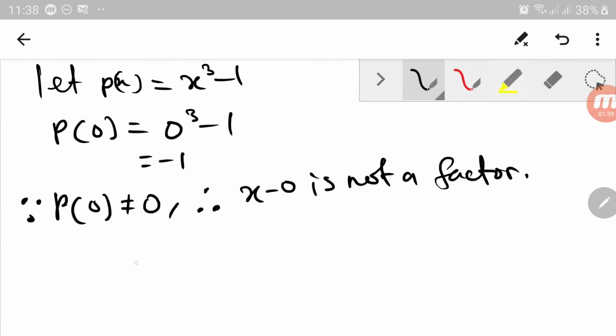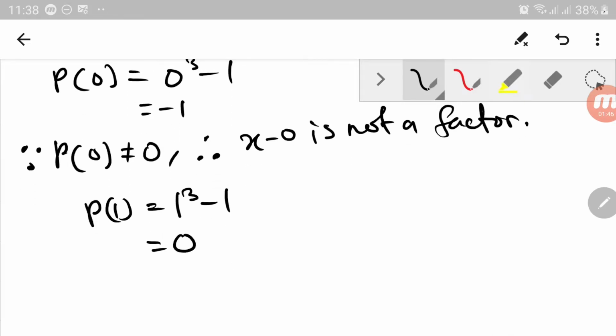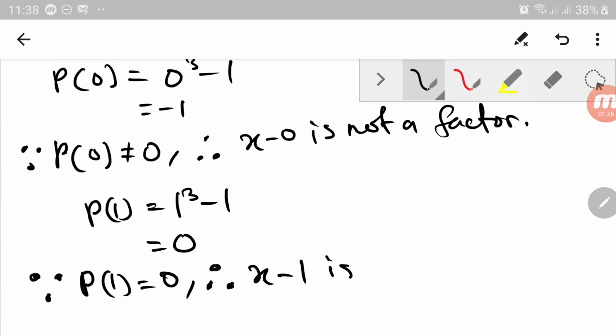So what's the next number? Maybe 1. P(1) equals 1 cubed minus 1, and we get 0. Lucky us. So P(1) equals 0. Therefore, x minus 1 is a factor.